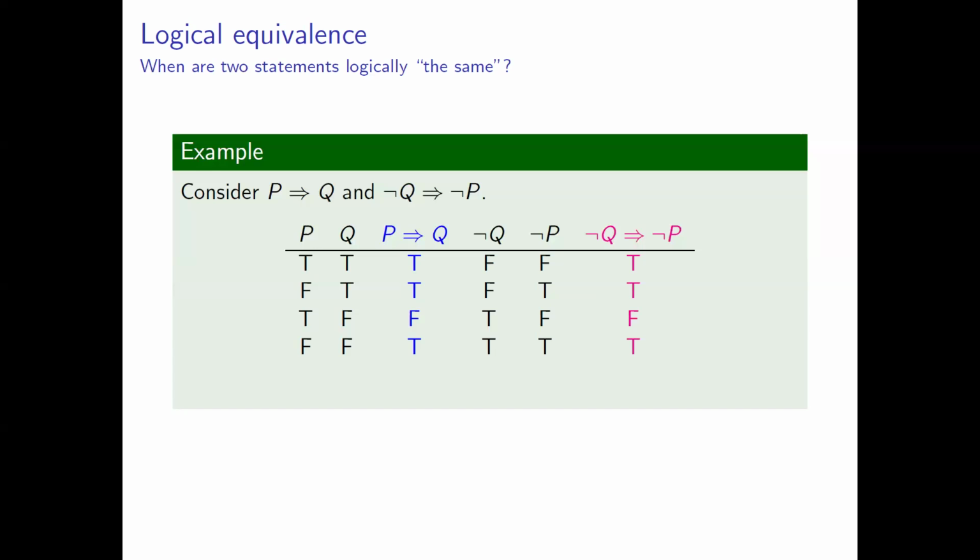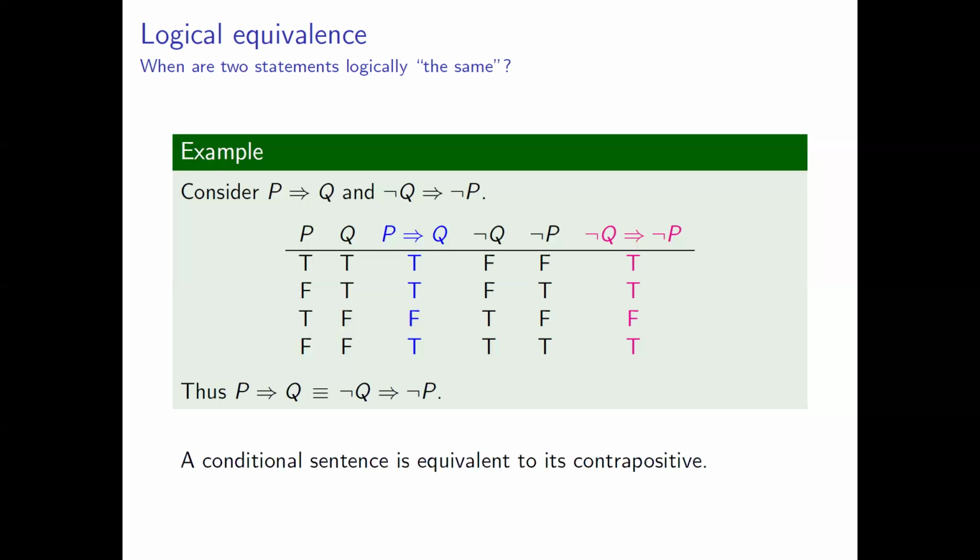We see that the columns for the statements P implies Q and not Q implies not P are identical. This means that for any combination of truth values of P and of Q, the statements P implies Q and not Q implies not P have the same truth value. Thus, the propositional forms P implies Q and not Q implies not P are logically equivalent. In other words, any conditional sentence is equivalent to its contrapositive.